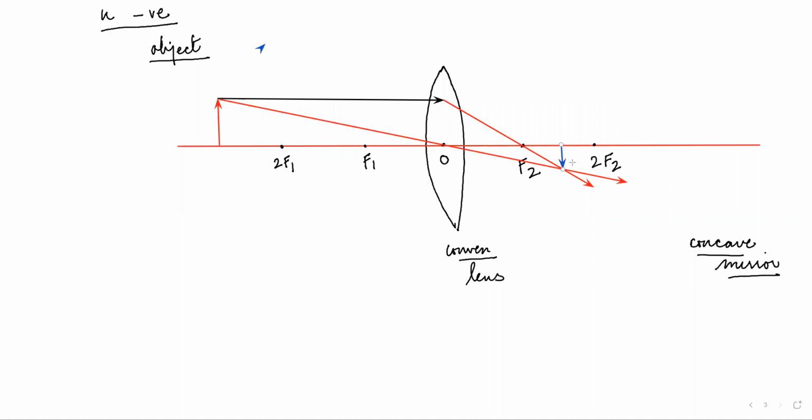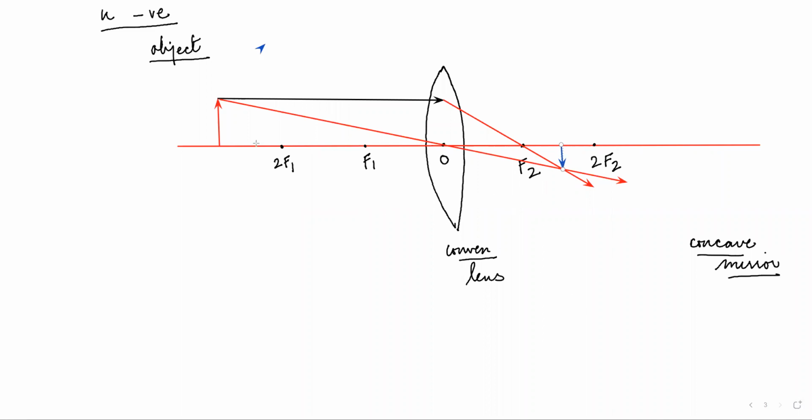And it's lesser in size and it is real. Why is it real? Because these rays are actually there. This ray and this ray are actually there. They are both getting refracted and they are both intersecting. They are not virtual. They are not extended. So it's a real image and it's inverted. And it is lesser in size. You can see this is more, this is lesser.